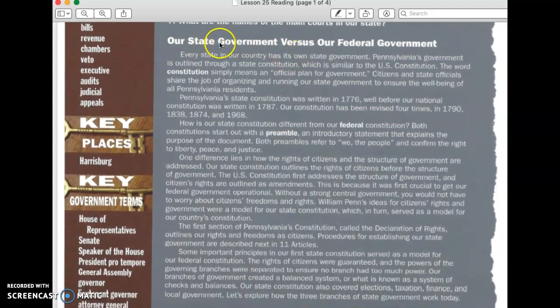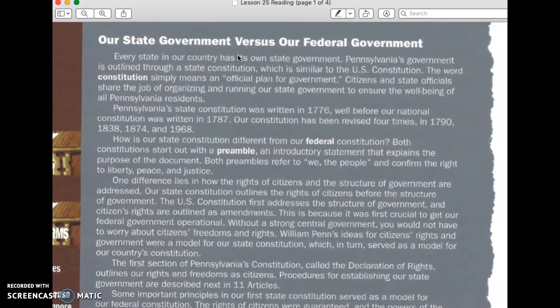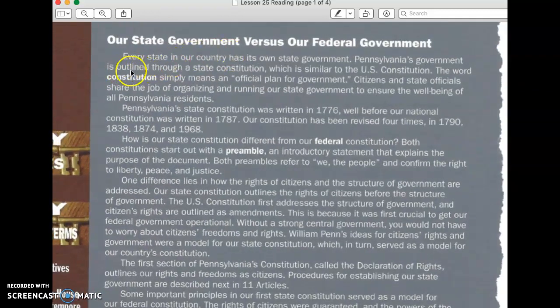Our state government versus our federal government. Every state in our country has its own state government. Pennsylvania government is outlined through a state constitution, which is similar to the U.S. Constitution. The word constitution simply means an official plan for government.